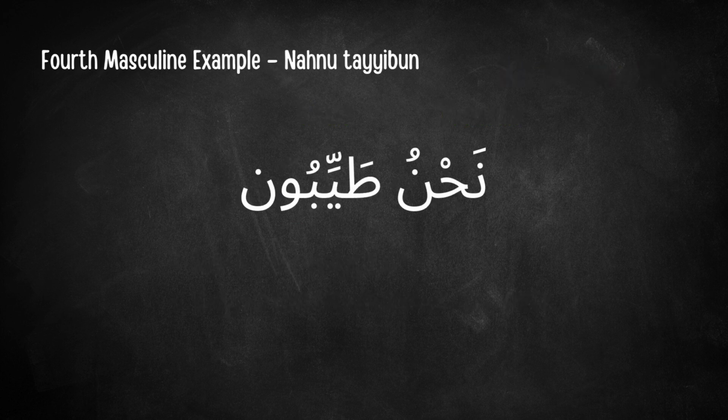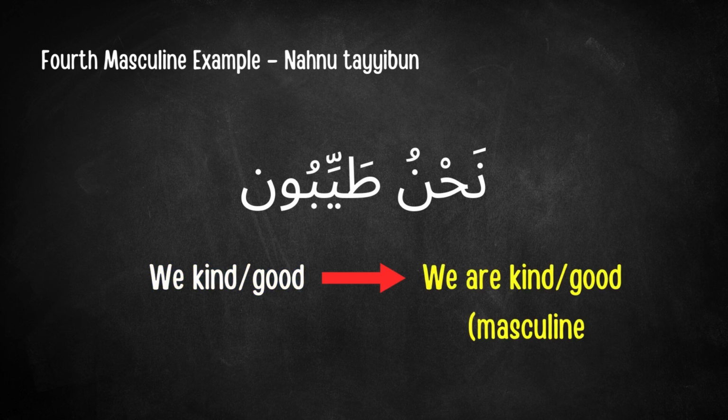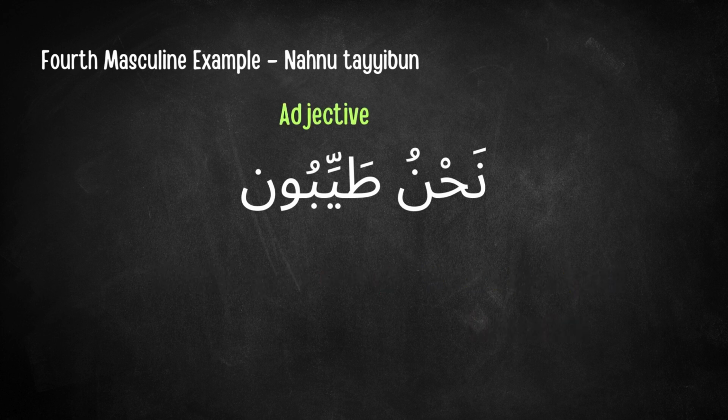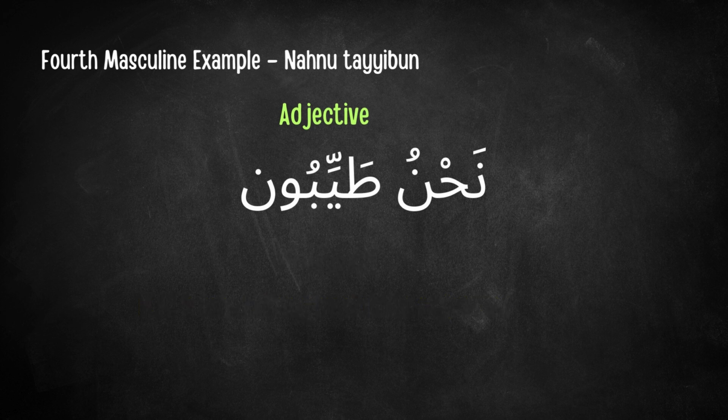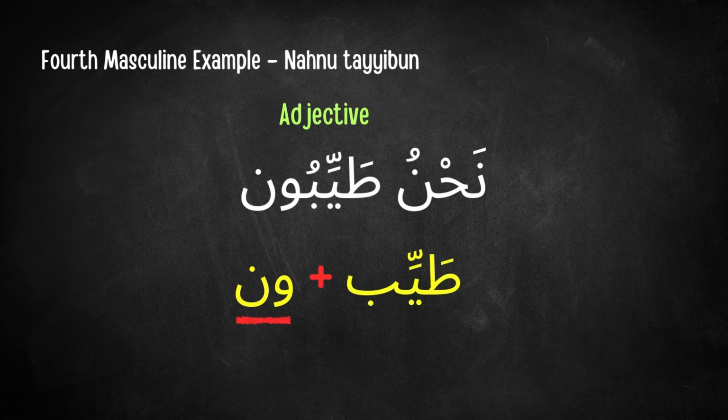Last example. نحن طيبون. نحن طيبون meaning we kind or we good, but it is understood as we are kind or we are good. The adjective طيبون means kind or good. It is a masculine plural adjective. The adjective طيبون is formed by adding the suffix واو نون to the singular adjective طيب. طيب plus واو نون becomes طيبون.